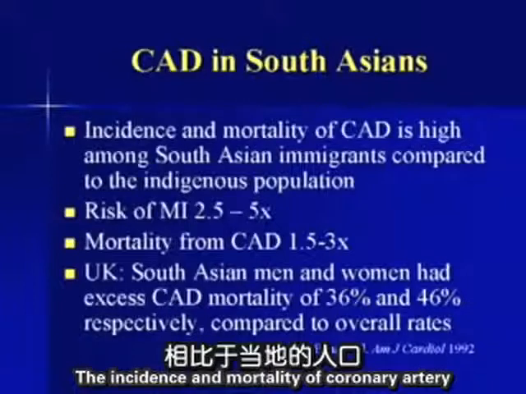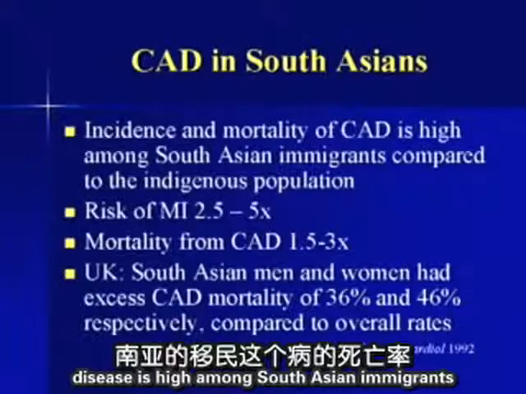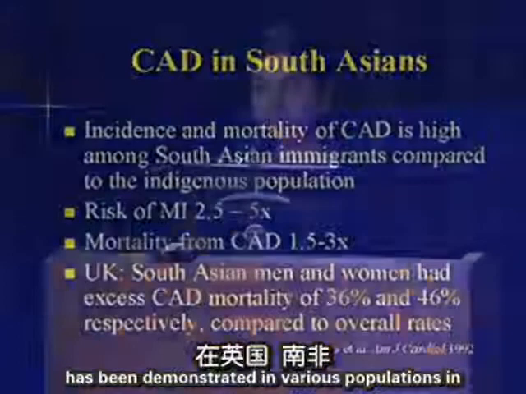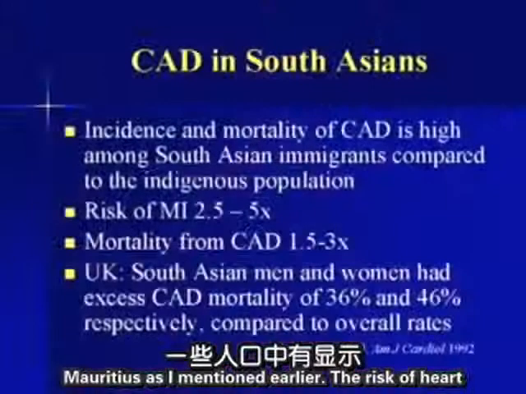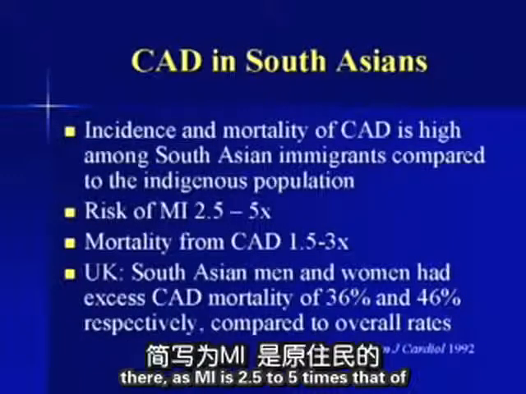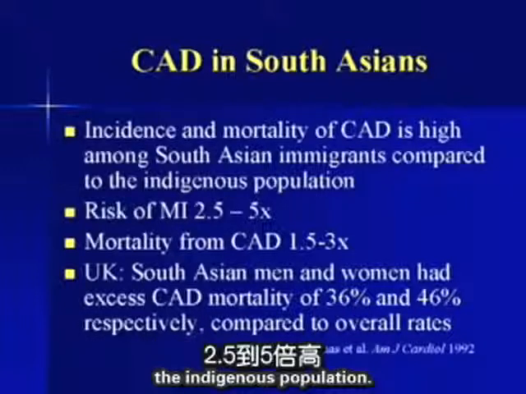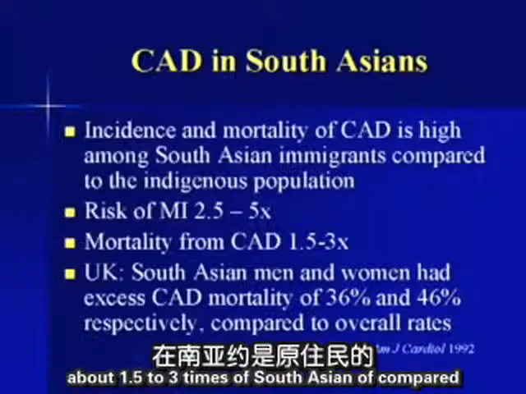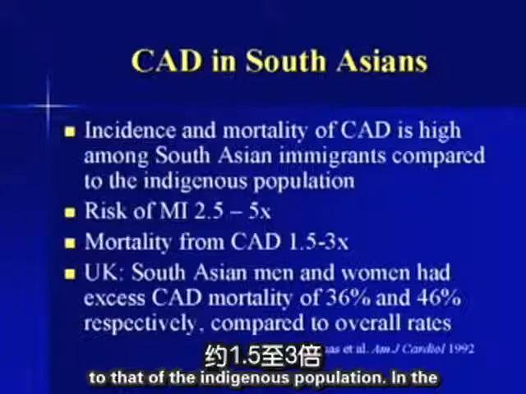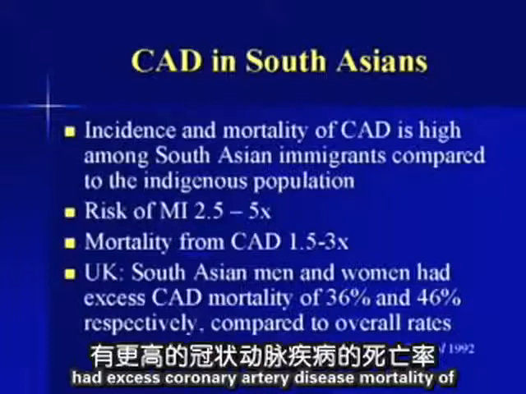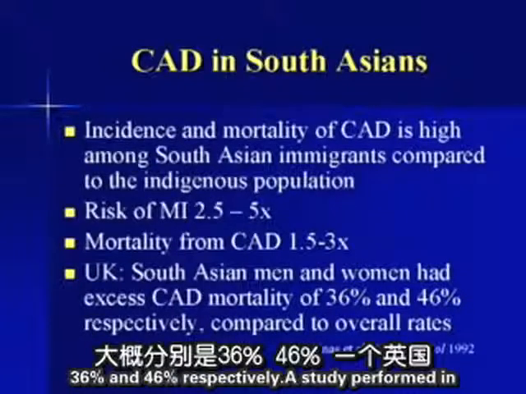The incidence and mortality of coronary artery disease is high among South Asian immigrants compared to their indigenous population. And this has been demonstrated in various populations in the United Kingdom, South Africa, Trinidad, and Mauritius, as I mentioned earlier. The risk of heart attack, also known as myocardial infarction, abbreviated there as MI, is about 2.5 to 5 times that of the indigenous population. The mortality from coronary artery disease is about 1.5 to 3 times in South Asians compared to their indigenous population. In the United Kingdom, South Asian men and women had excess coronary artery disease mortality of 36% and 46% respectively.